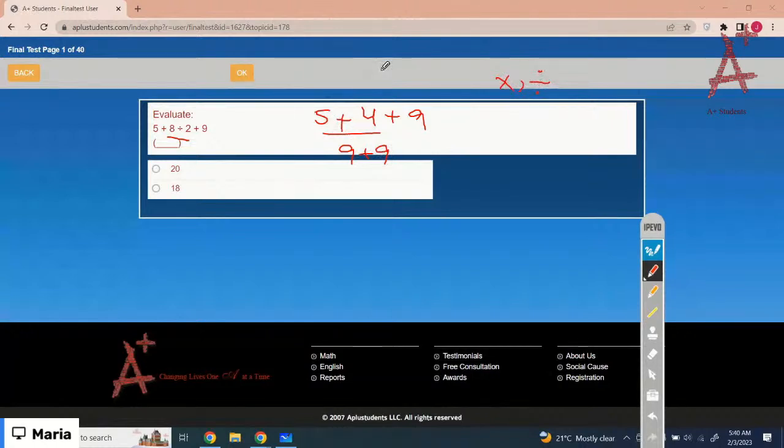Got it? You have to perform multiplication and division first, but you have to go from left to right. So the operation that is on the left side, you have to do it first. Got it? Then you have to perform the addition and subtraction. Got it? So the correct option for this one is 18. Got it?